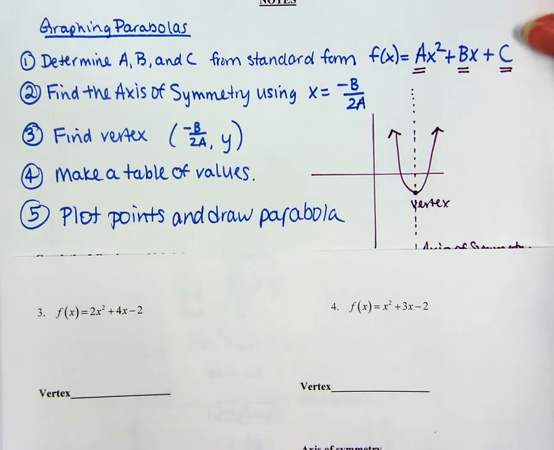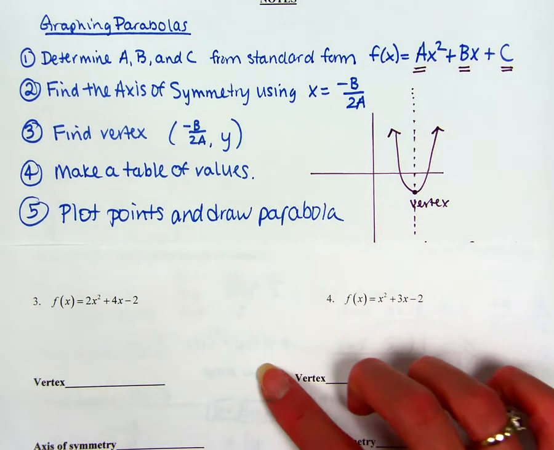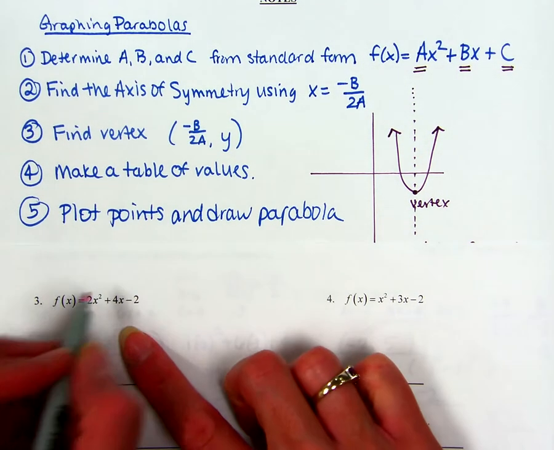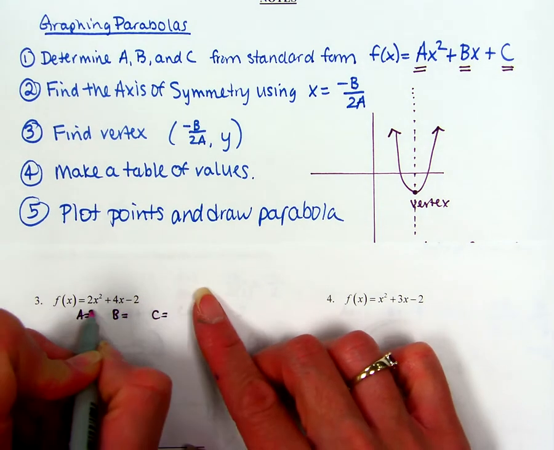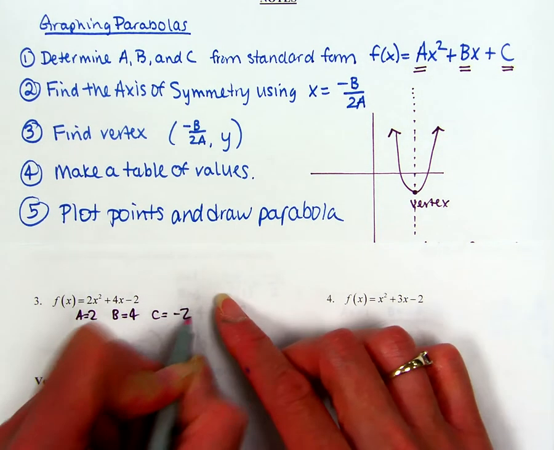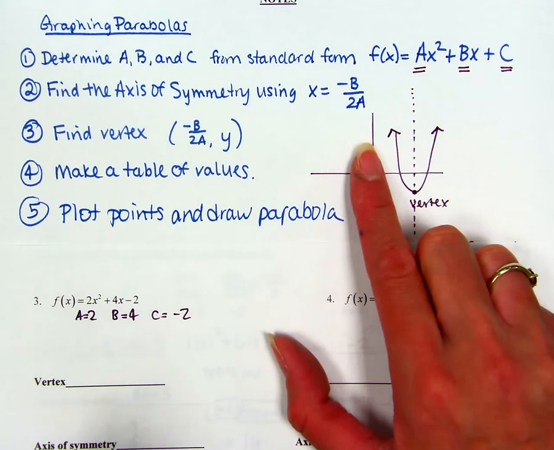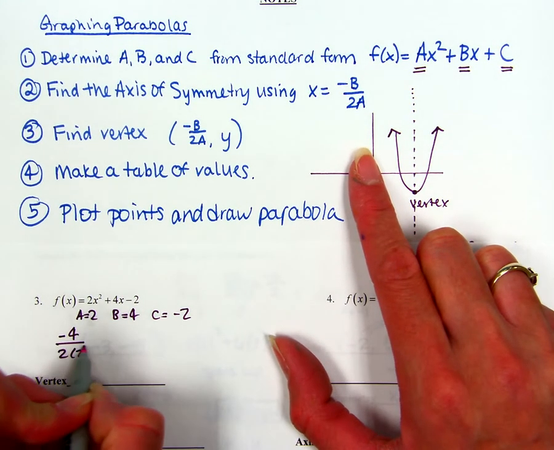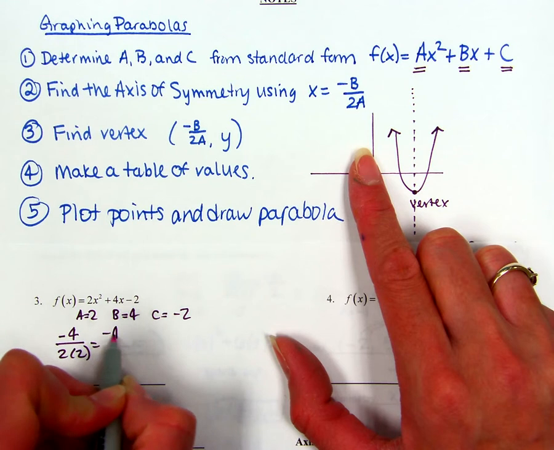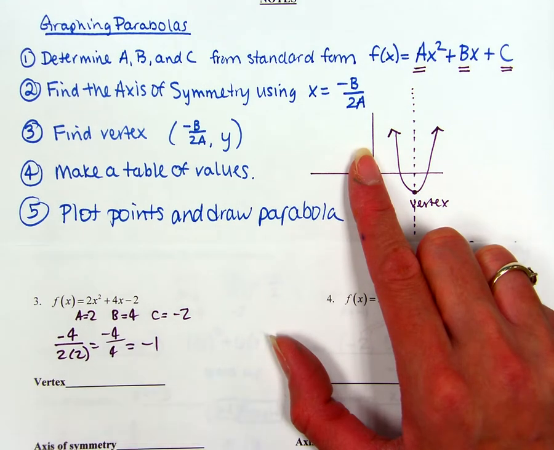So I'll try to leave the steps up here. All right, problem number 3, I need to identify A, B, and C. So A is 2, B is 4, and C is negative 2. Then I'm going to start with the formula: opposite of B, so opposite of 4, over 2 times A, 2 times 2. Negative 4 over 4 is negative 1.